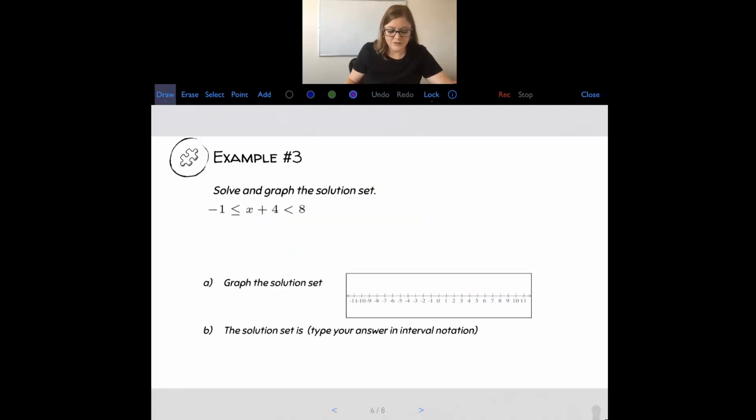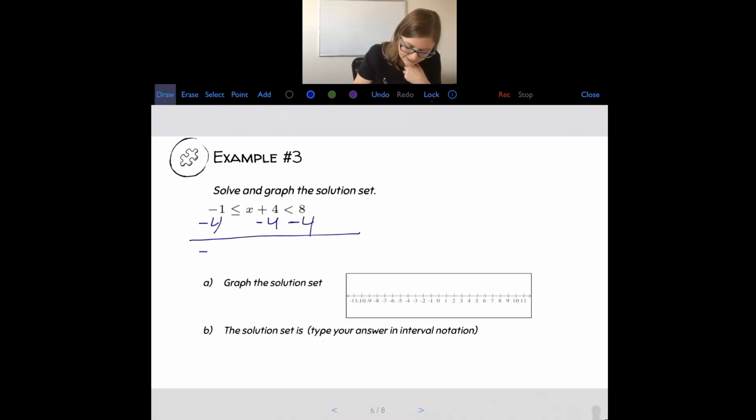Solve and graph the solution set. So this is a compound inequality as we talked about previously using the word and. In this case, you work across the inequality, as I like to say. So in order to isolate x in the middle, we need to subtract 4, and we're going to subtract it from each part of the inequality. Okay, so we're going to subtract 4, and subtract 4. Negative 1 minus 4 is negative 5. We keep our inequality the same, x less than 4.